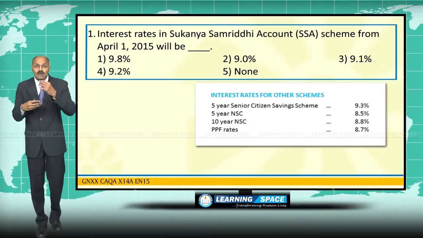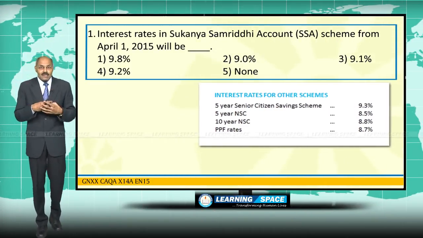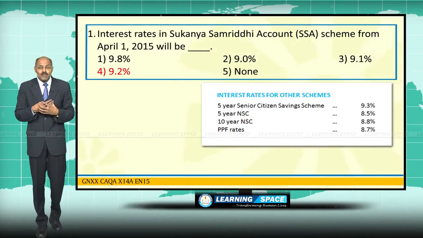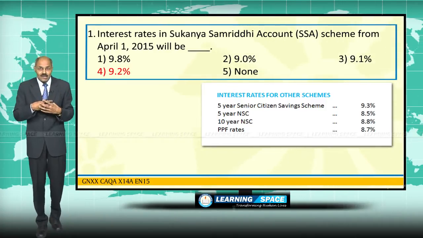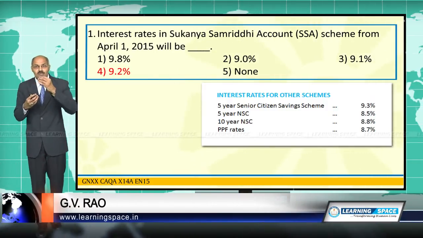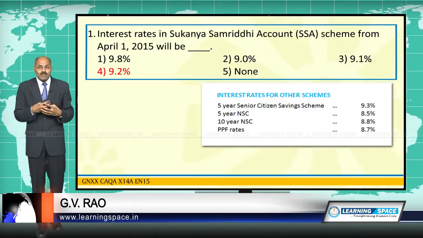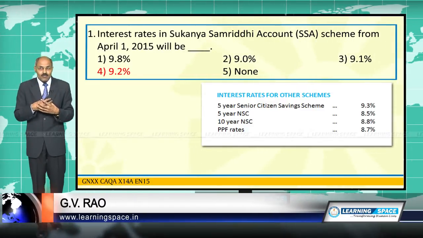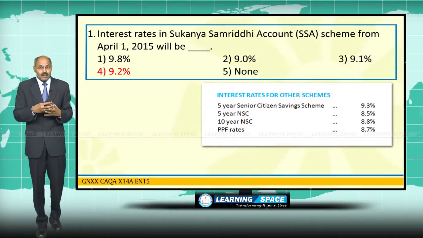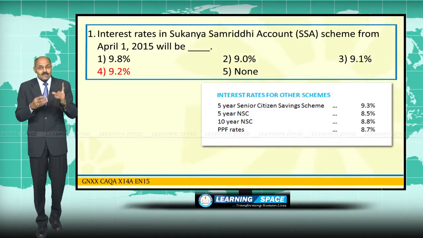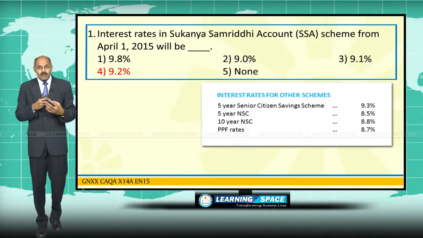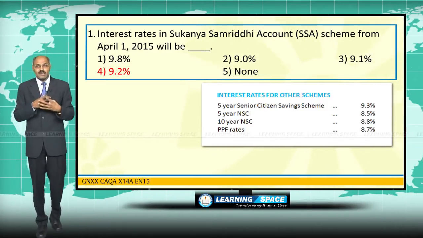This Sukanya Samruddhi account scheme, recently government revised the interest rates from April 1, 2015, and at present the interest rate is 9.2% for the year 2015-16. Let us look at the interest rates of other schemes. Senior Citizen Savings Scheme, that is a 5-year Senior Citizen Savings Scheme, 9.3%. Please don't forget, the highest interest rate among all these saving schemes is the 5-year Senior Citizen Savings Scheme, 9.3%. Sukanya Samruddhi Account Scheme, 9.2%.